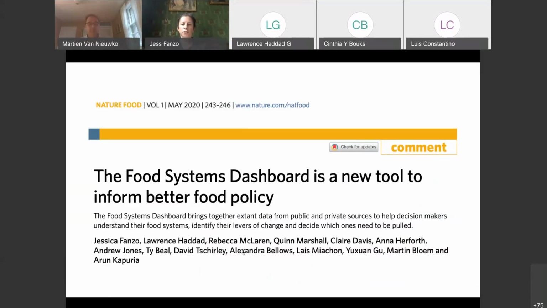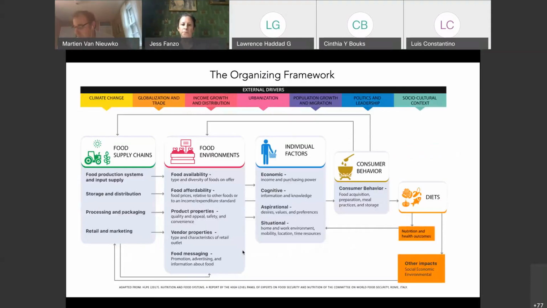We tried to take quite a rigorous approach. Nature Food published an article a couple months ago laying out the purpose of the dashboard, and I encourage you all to look at that article that really explains our rationale for why we set it up if you want more details. And what we did was we took the high-level panel of experts, nutrition and food systems report framework, we adapted it slightly, and we tried to find indicators that matched across this framework.